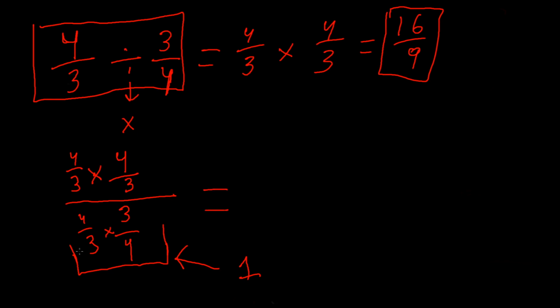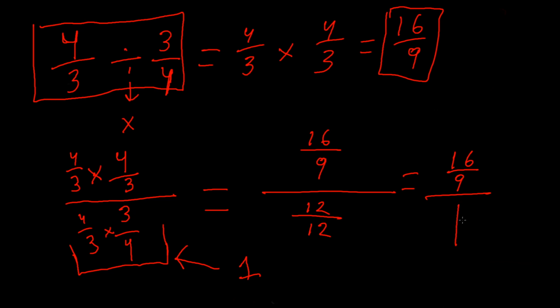And then here, we would just evaluate this like regular. 4 times 3 is 12. 3 times 4 is also 12. And then up here, 4 times 4 is 16. 3 times 3 is 9. And you'll notice that if we simplify it a bit, we'd get 16 over 9 divided by 1.